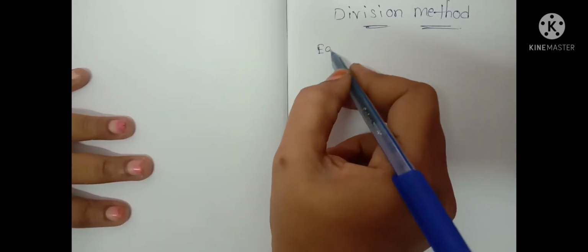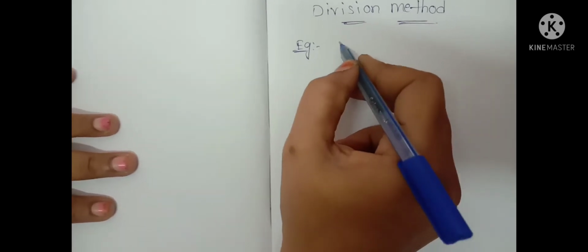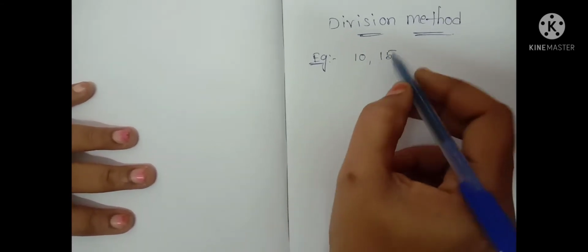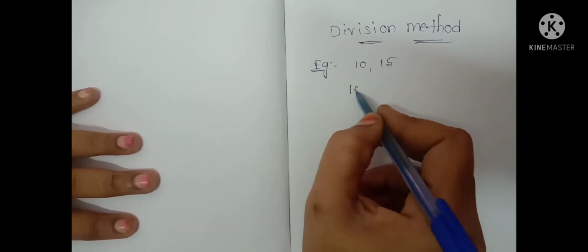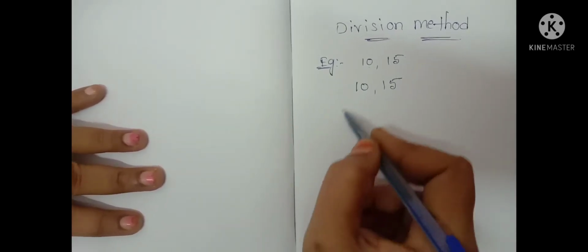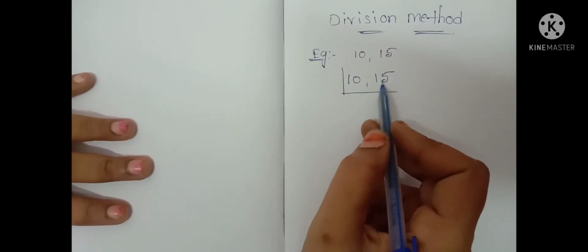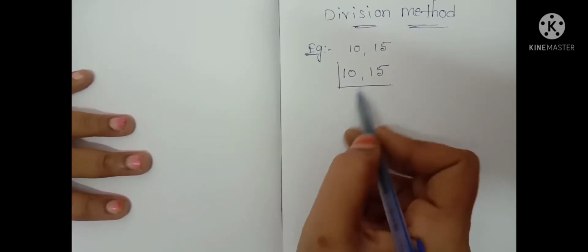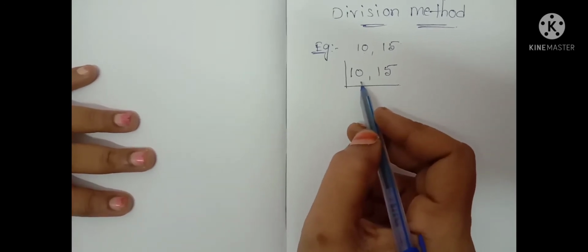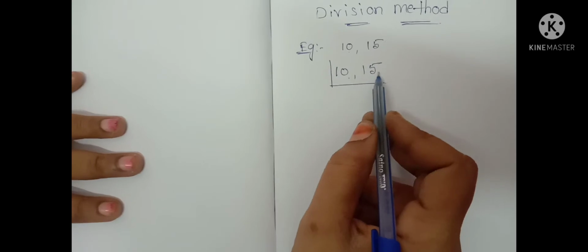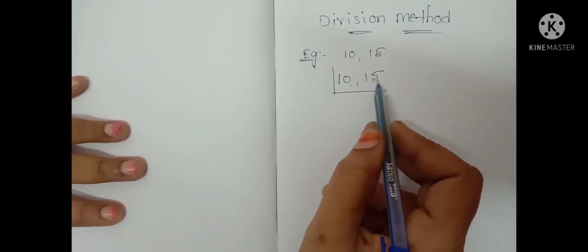Example: you can take any two numbers, 10 and 15. In this method, you write those two numbers at a time. Check first whether those two numbers are possible in the same table or not. In this method also you can take the 2 table, 3 table, like that.